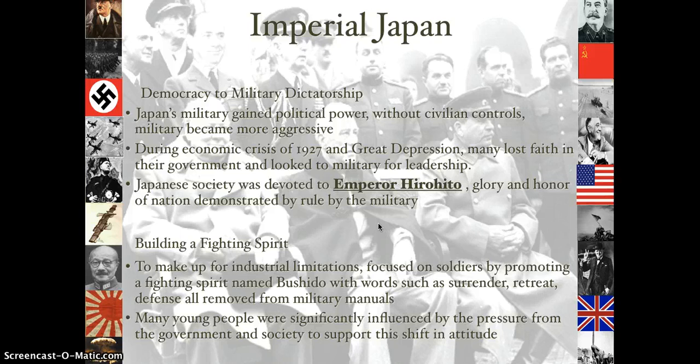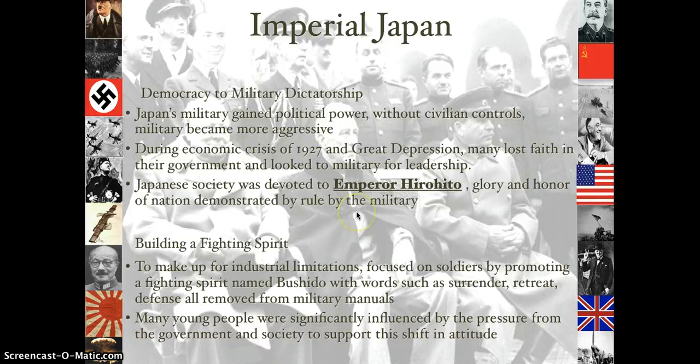And so Japan had become an economic power. It industrialized, but there was this transition in the 20s from democracy to a military dictatorship. Essentially, the military gained more and more power. They were more and more aggressive. There was an economic crisis, and then the Great Depression, two situations that made people lose faith in the government and look to the military for leadership.